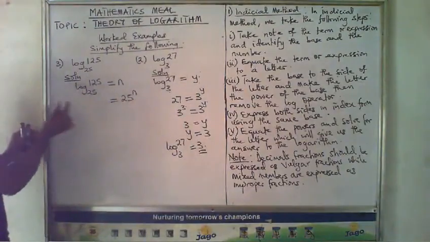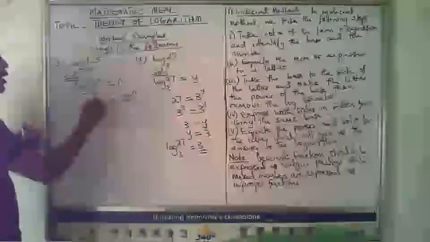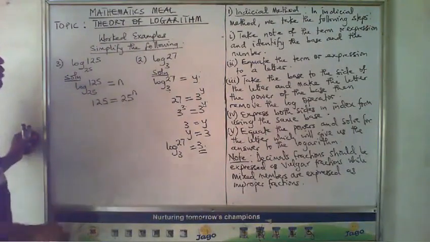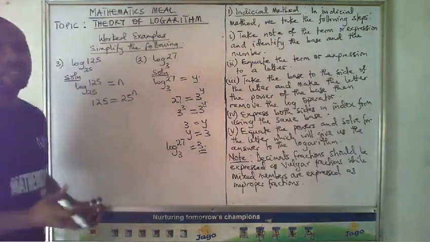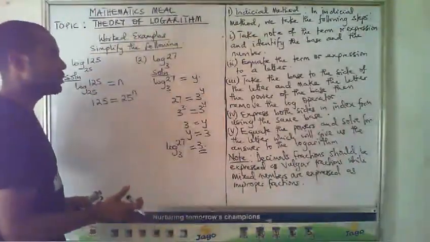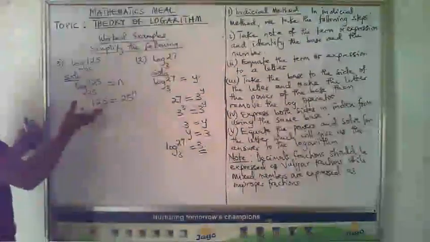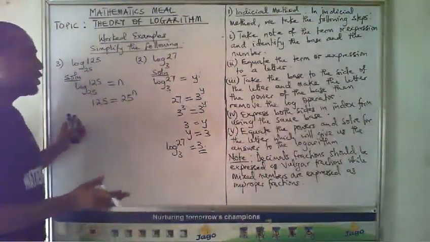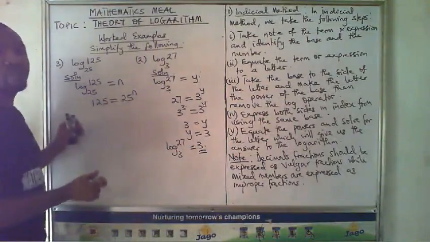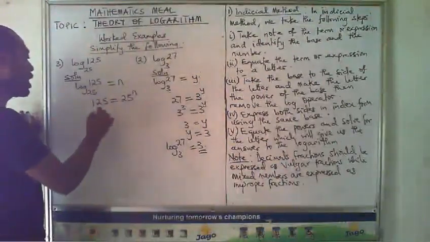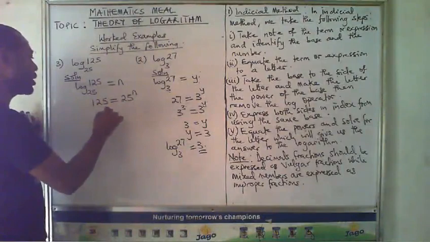And then remove the log. So this is gone, this is gone. I'm left with 1, 2, 5. Express both sides in index form using the same word base. I can express 125 in index form using 5. I can express 25 in index form using 5. So I will have 5 raised to the power 3.